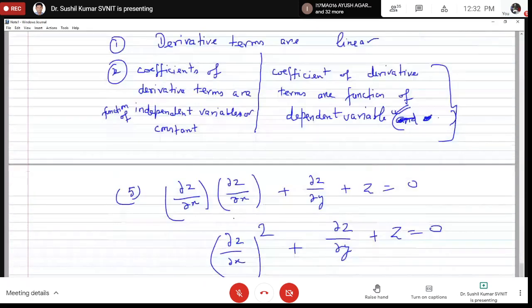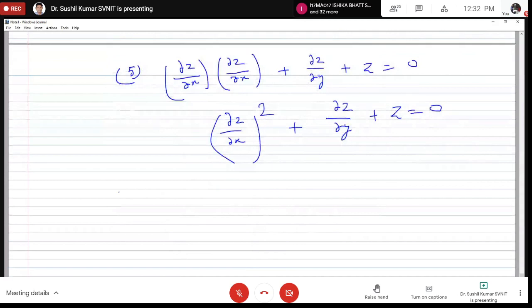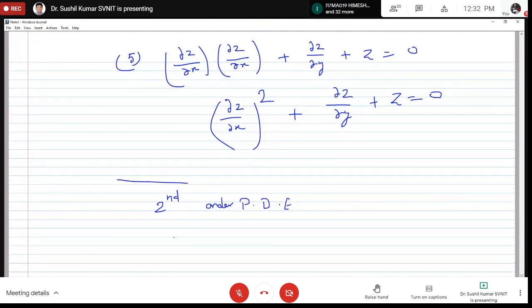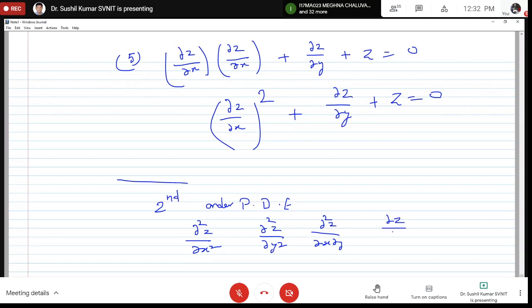Now for second order PDE. In case of second order PDE, we'll have these terms: del 2z over del x square, del 2z over del y square, and del 2z over del x del y, del z over del x and del z over del y. We'll have these 5 derivative terms.